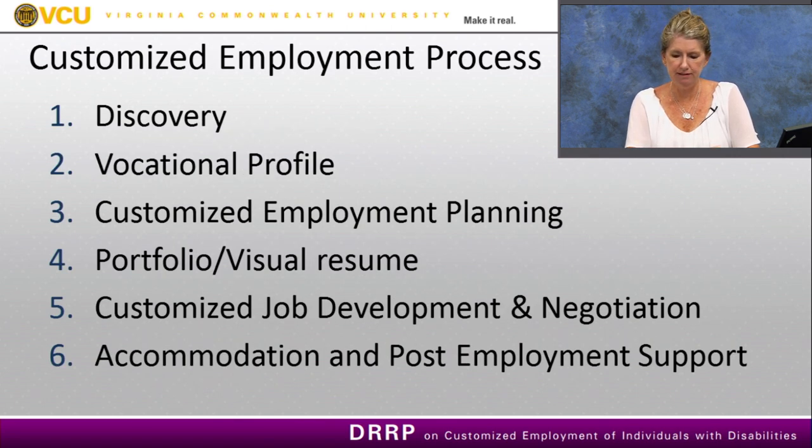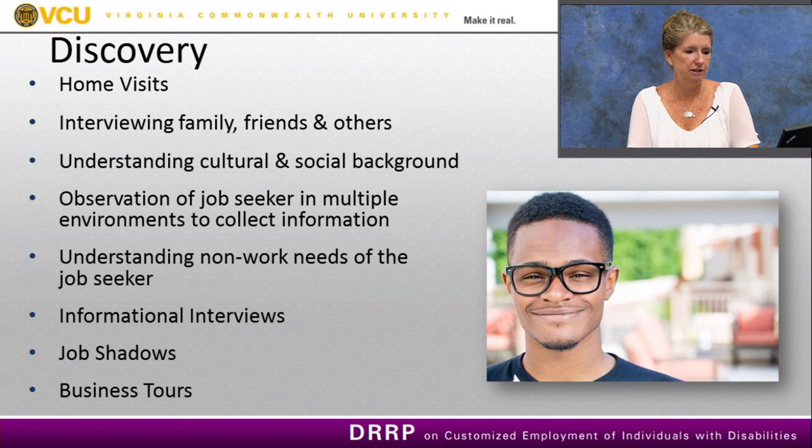Next, let's take a few moments to walk through the steps of the customized employment process, and we're going to look at each of these more in depth. So the individual starts out in discovery, then moves into a vocational profile or a discovery profile. Then we look at customized employment planning and meetings around that, followed up by the development of a portfolio or a visual resume. Then the customized job development and negotiation, and then of course accommodation and post-employment support. As you can see, these are not traditional terms that we use in the employment process. So let's look at each step.